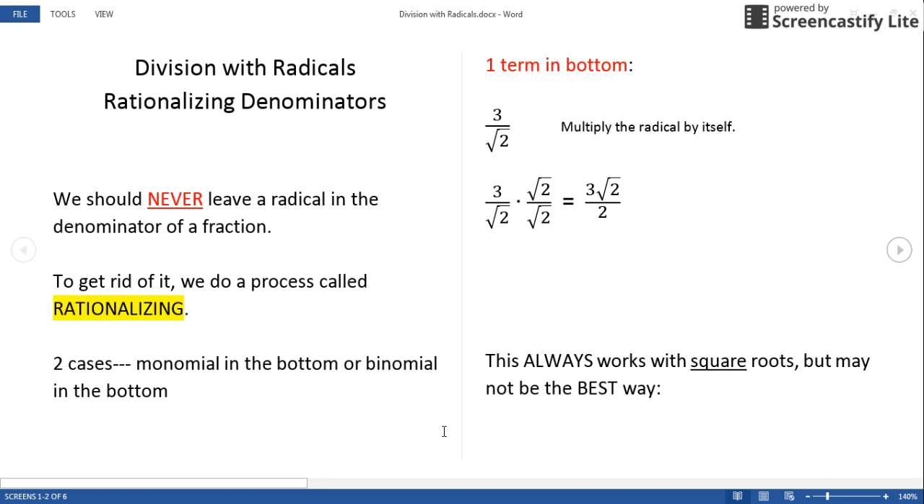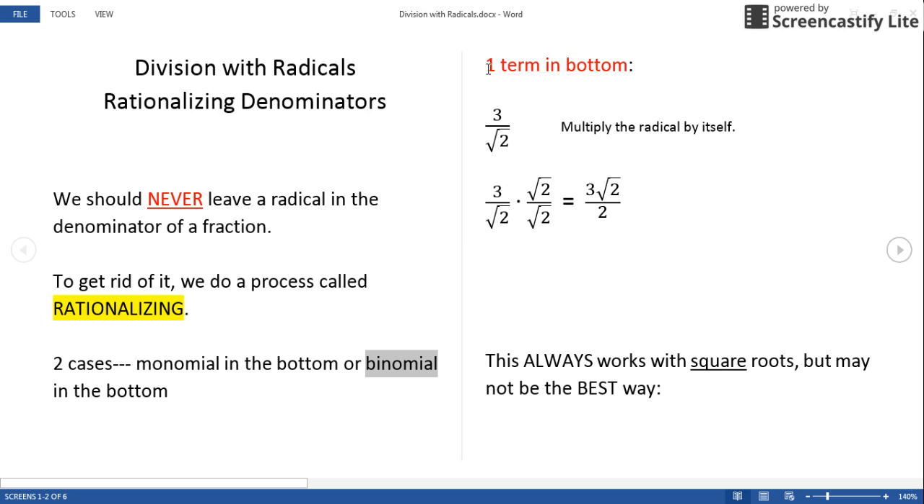Let's talk about division with radicals and rationalizing denominators. We should never leave a radical in the denominator of a fraction. To get rid of it, we do a process called rationalizing. There are two different scenarios that could happen. The first case, we could have one term on the bottom, a monomial, or the second case, we could have two terms in the bottom, a binomial.